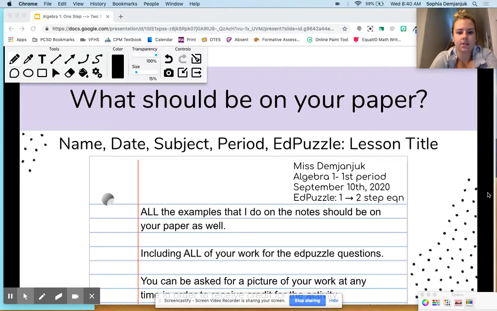Okay, so before we actually get into this lesson, we're going to talk a little bit about what the expectations for your paper in front of you should look like. So what should be on your paper? You're going to want to include your name, your date, the subject. So for your class, it's going to be Algebra 1, what period you're in, what kind of activity you're doing. So today you found this activity on Edpuzzle, so you'll write that on your paper, and then what the actual lesson title is. Underneath all of that, labeling, you're going to have all the examples that I am doing in my notes also on your paper.